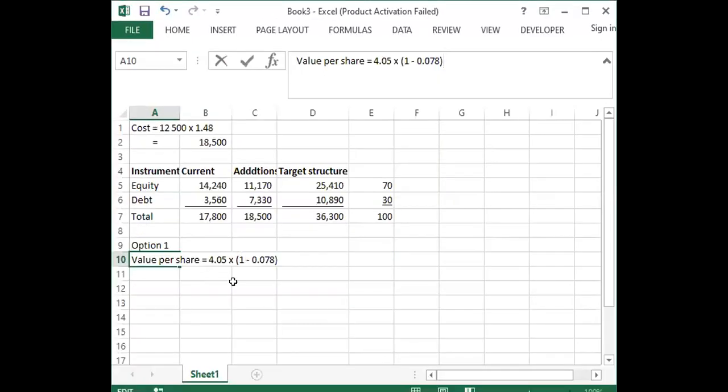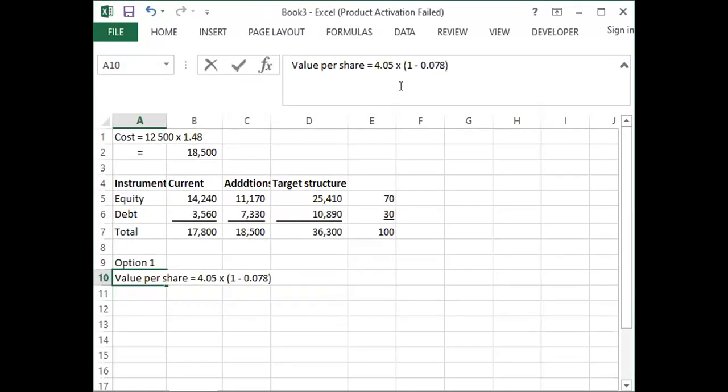So this is the nominal value of the share, which is the quoted price of the share. But we are not going to receive the full amount because 4.78% is going towards the issuance cost. So we need to remove that amount. The total amount we can fetch per share is therefore 4.05 multiplied by 1 minus 0.0478.